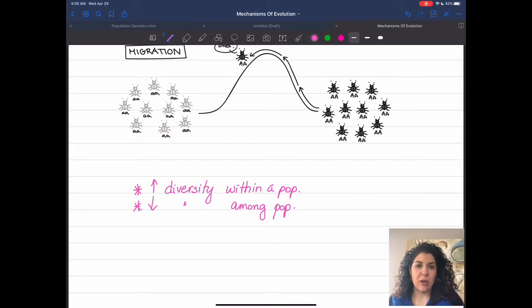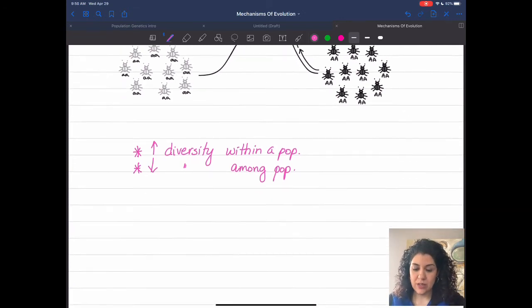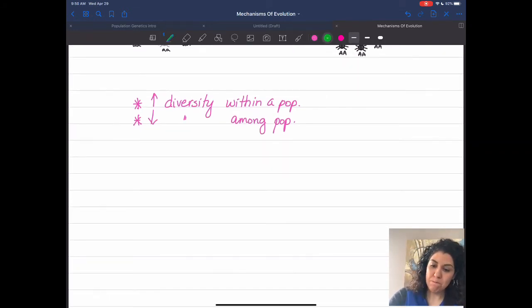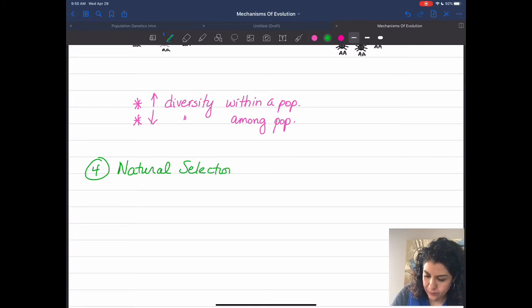So if I were to look at Americans and Canadians, I wouldn't be able to tell the difference just by looking at them, right? So what we're doing is we are decreasing, because migration is so free, the diversity between different populations, but we are increasing the diversity within a particular population, okay? Number 4 is natural selection. Okay, I'm leaving the big guns for last.